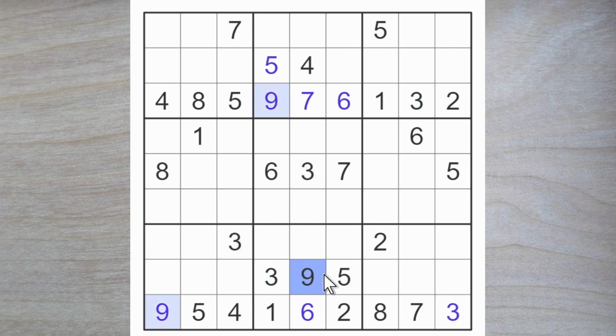Let's see, a 9 and a 5 block across, so these squares must be 9 and 5, but the 5 blocks down, making this a 9 and this a 5, I think. So let's see what we need here. We need a 1, 4, and a 6. So this 1 would block across here while this 1 blocks down. So here's a 1, that's for sure. And we now got 2 1s blocking up. Here's another 1.